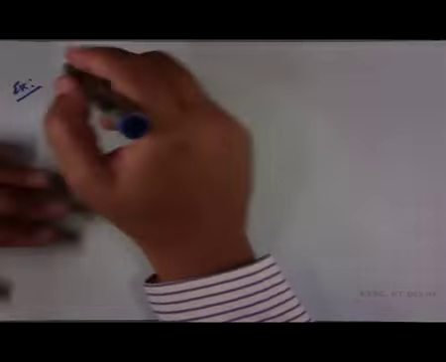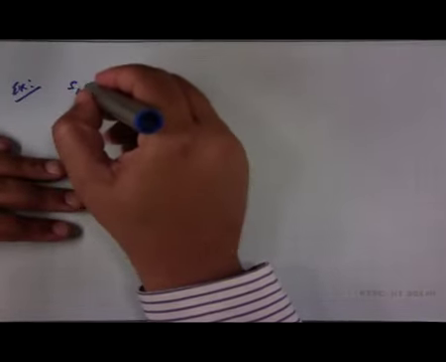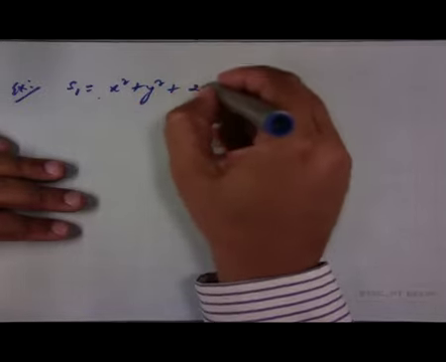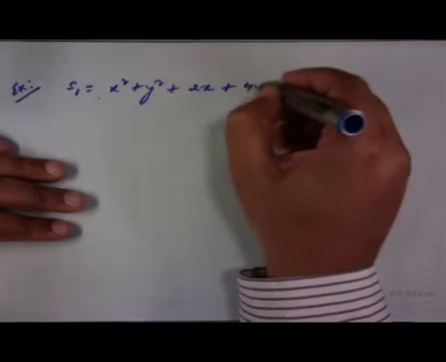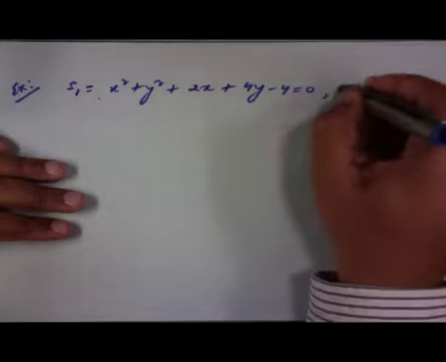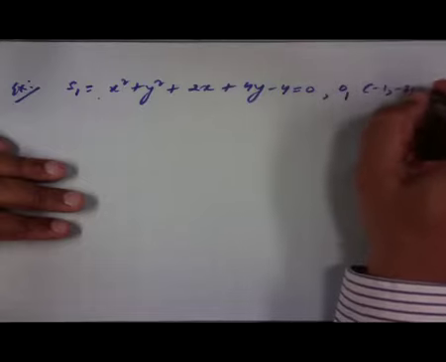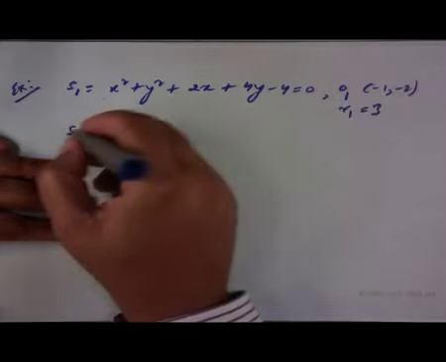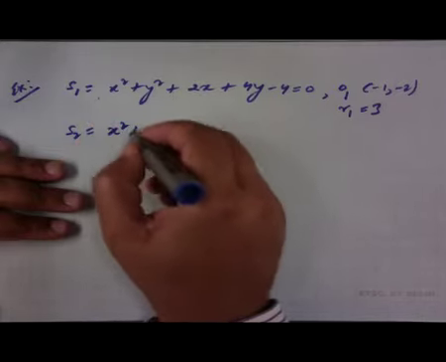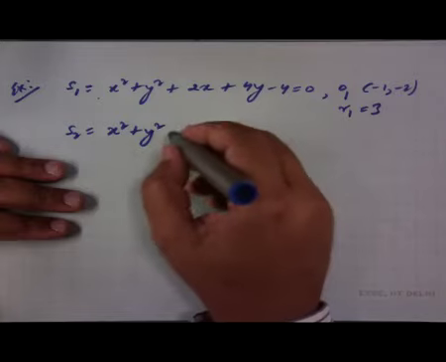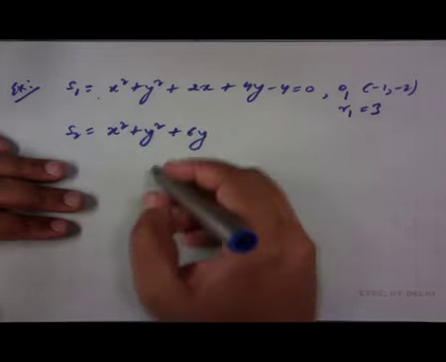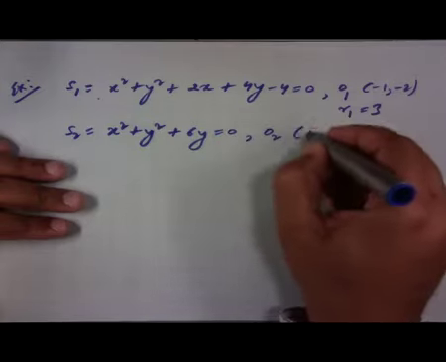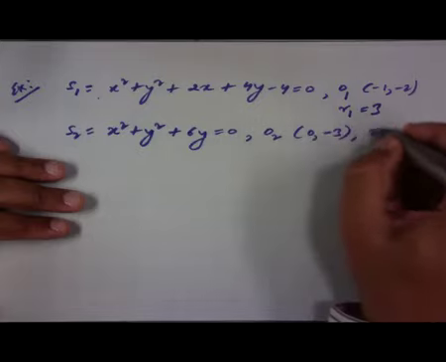Let us take a little example to illustrate this. So, let us say that we have two circles: x square plus y square plus 2x plus 4y minus 4 equals 0. This has center minus 1 comma minus 2 and has a radius of 3. Let the other circle be S 2 equal to x square plus y square plus 6y equals 0. This has center 0 comma minus 3 and radius equal to 3.